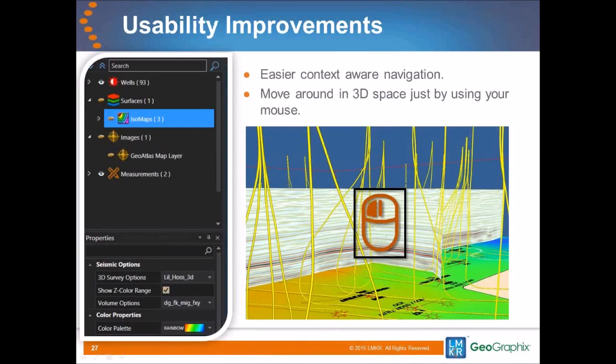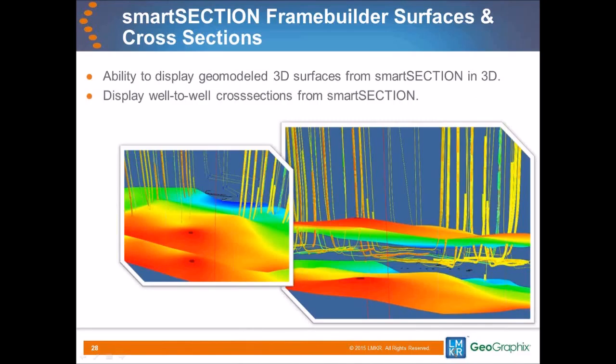So let me just go back here. We have easier context-aware navigation within the scene. You can move around within the scene with the mouse and the keyboard. Also, you can move around with a gaming console if you'd like to do it that way also.